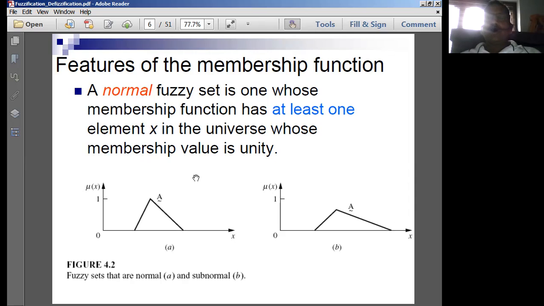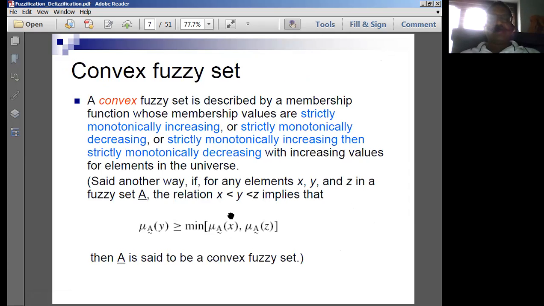So these four are the basic features of the membership function under consideration. Here, this is fuzzy set A, and at least one member should have a value equal to 1. Member A is there, and its value is equal to 1. These kinds of fuzzy sets come under the normal fuzzy set feature. So these four are the basic fuzzy set features which we can write in the examination.